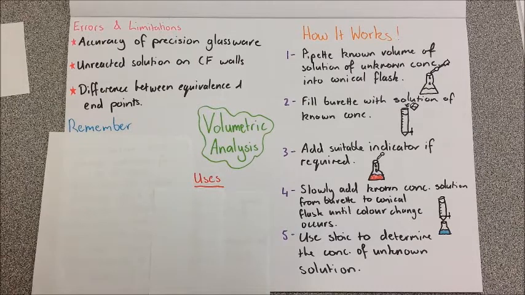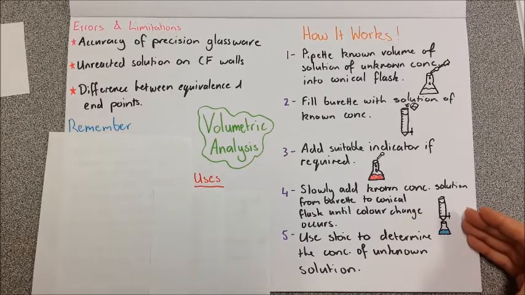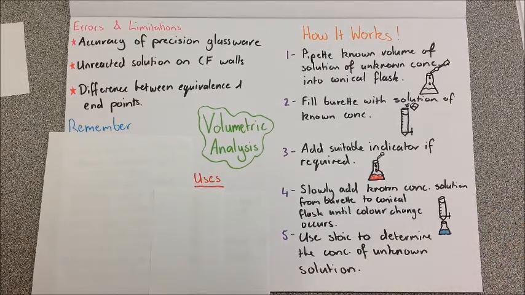You always have to be mindful of the difference between equivalence and endpoints. Your equivalence point is your actual stoichiometric value figured out using your equation, and then your endpoint is the point at which the indicator changes colour, which can be slightly off because for it to go from one colour to the other, it's going to have slightly more of the other species of that next colour.